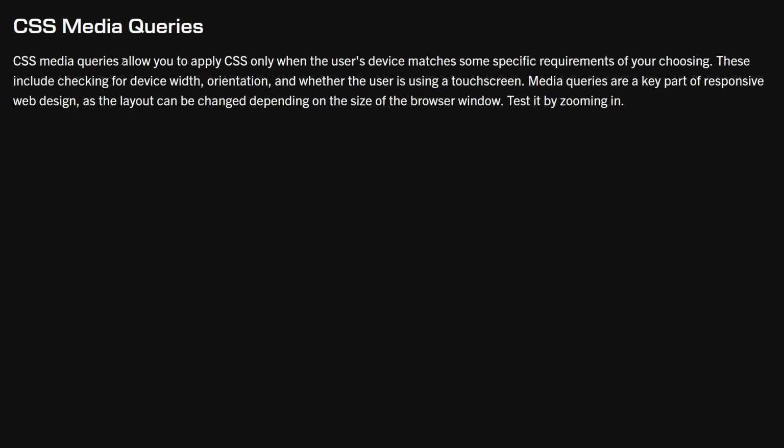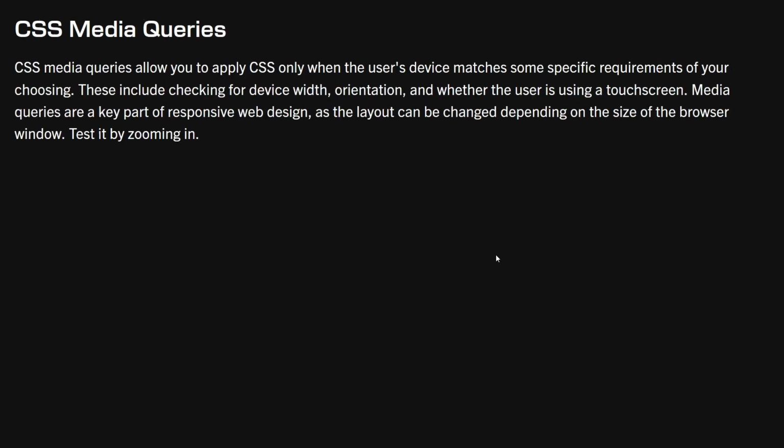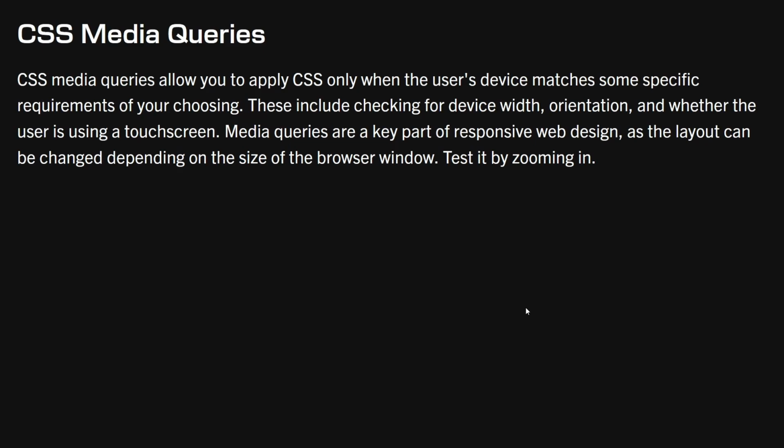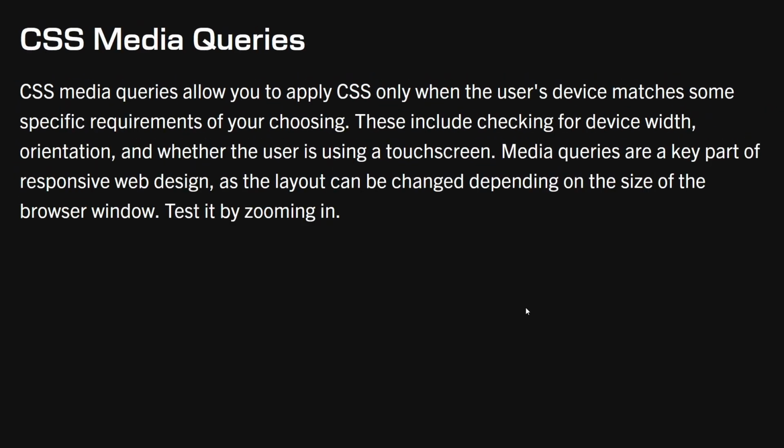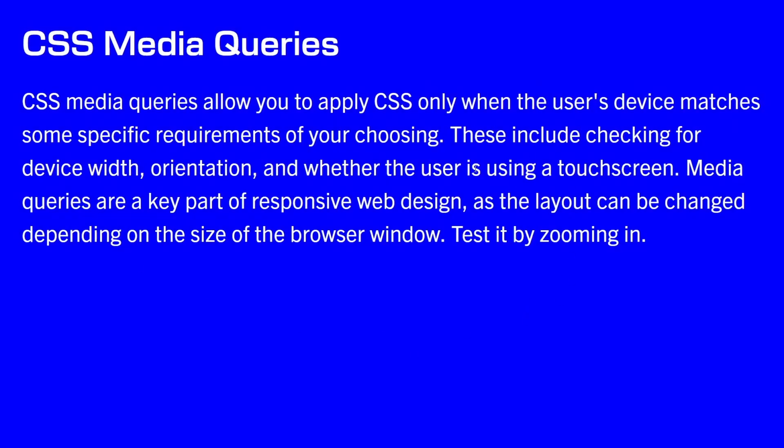CSS Media Queries allow you to apply CSS only when the user's device matches specific requirements of your choosing. These include checking for the device's width, orientation, and whether the user is using a touchscreen. Media queries are a key part of responsive web design, as the layout can be changed depending on the size of the browser window. For example, if we zoom in, you can see eventually the background color will change because of a media query rule that is being used.